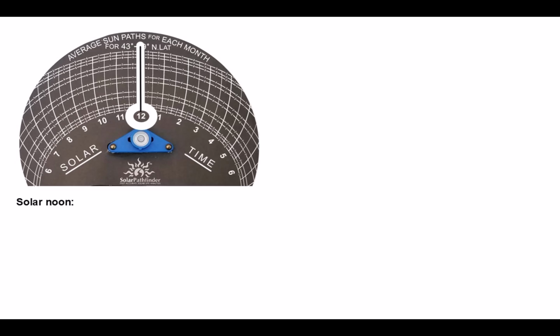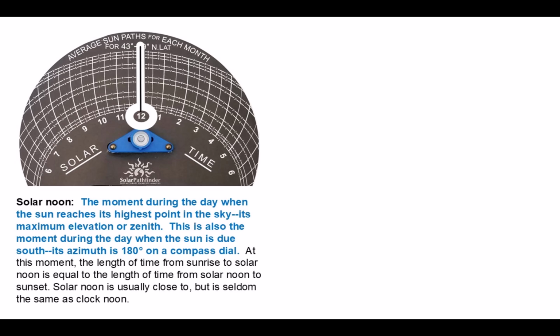Since the sun path diagram shows time in solar time, solar noon is shown right in the center. Solar noon is the moment during the day when the sun reaches its highest point in the sky, its maximum elevation, or zenith. This is also the moment during the day when the sun is due south.